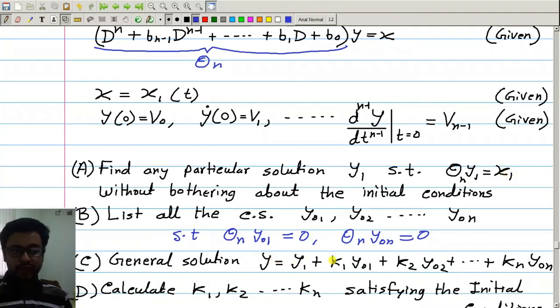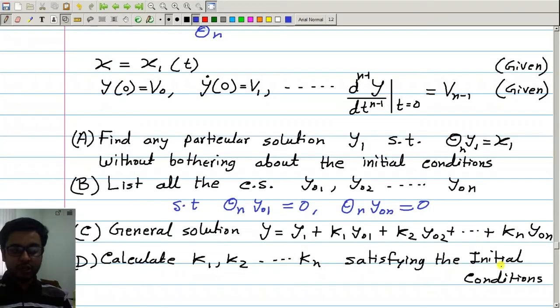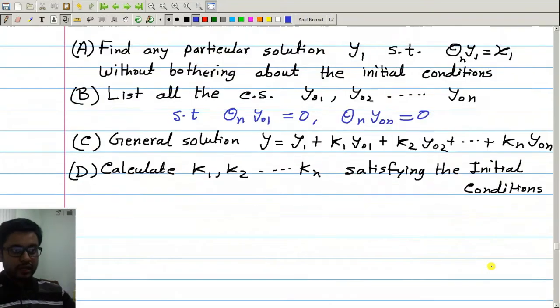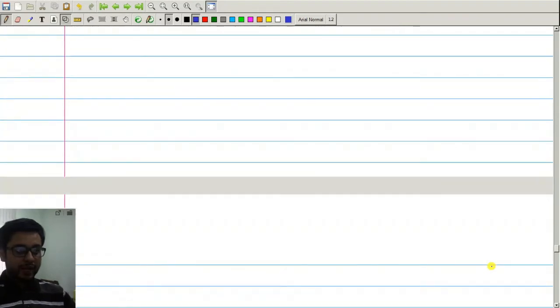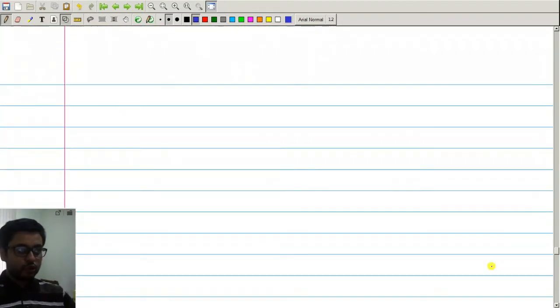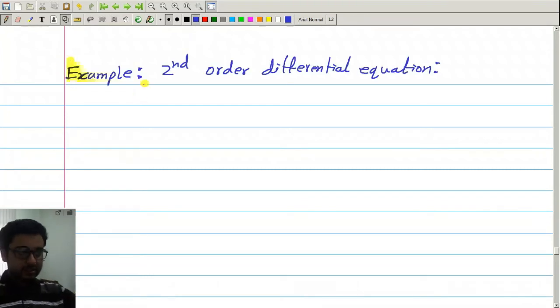Then we will calculate the values of k1, k2, kn, all of them satisfying the given initial conditions. So these are the steps that we have mentioned previously. Now let us apply our knowledge to solve a few small examples.